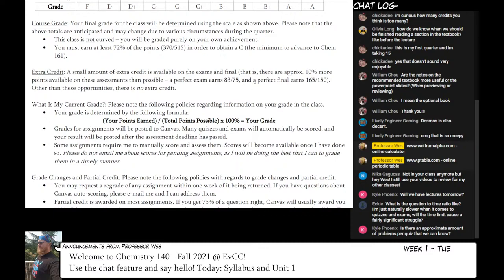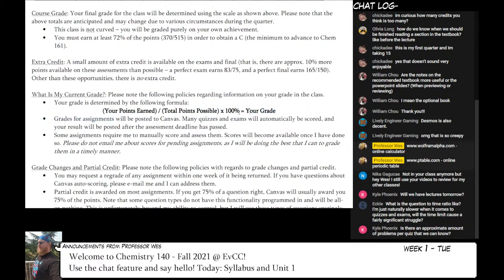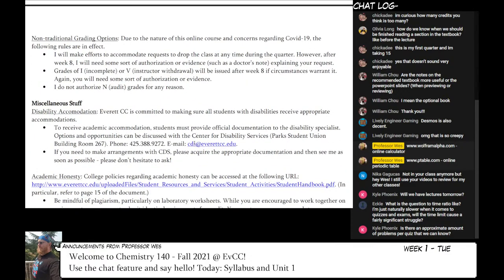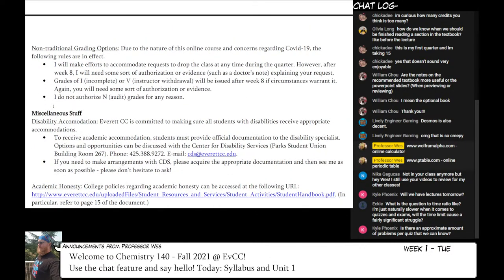There are a small amount of extra credit points on exams and the final. No extra credit is offered otherwise. You can calculate your grade with a simple formula: how many points have you earned, divided by how many points are possible, times 100%. Canvas should be pretty accurate about this until we start putting in exam extra credit. Then it might goof a little bit. And I think the rest of this is just stuff that you can read on your own.